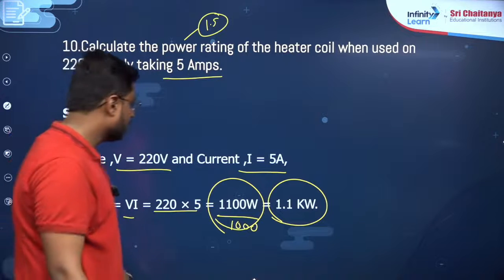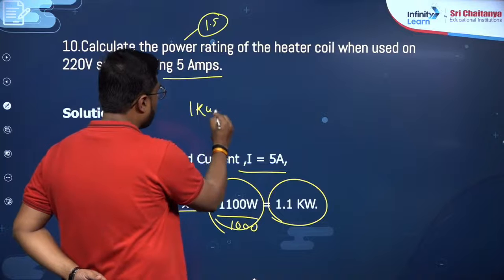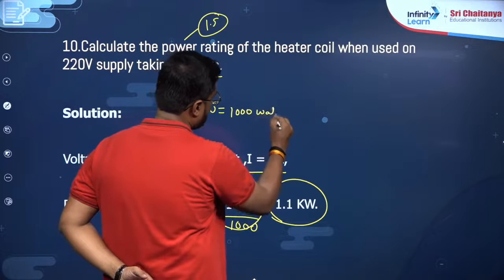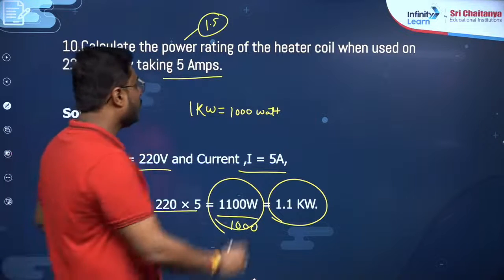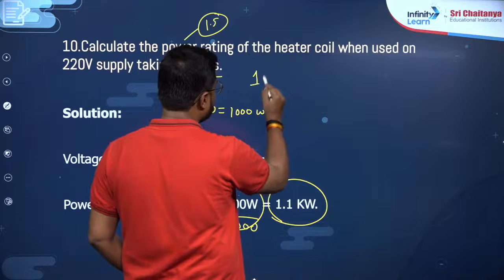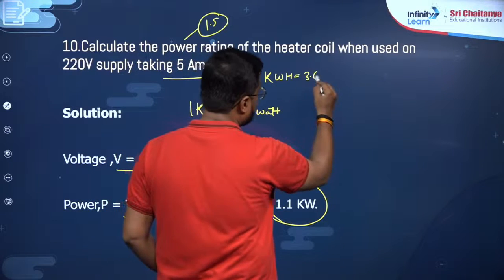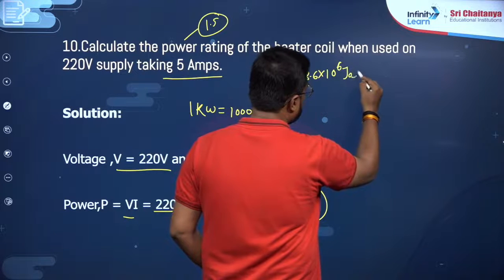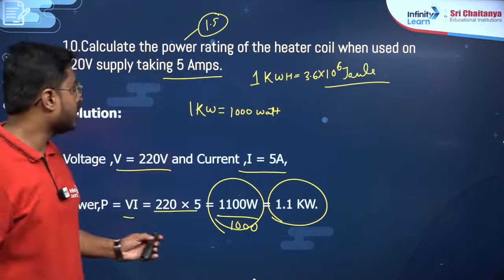What is the relation between kilowatt and watt? 1 kilowatt is equal to 1000 watt. One more relation is important here. Let me tell you. 1 kilowatt hour is equal to 3.6 into 10 to the power 6 joule. Okay, let's move ahead to the next question.